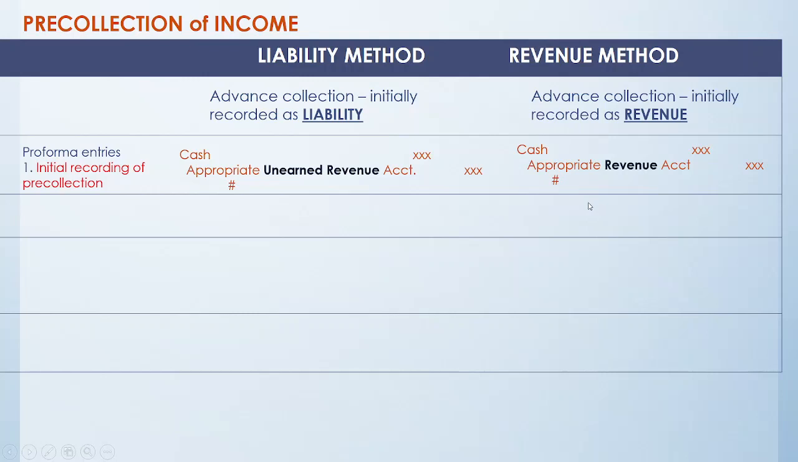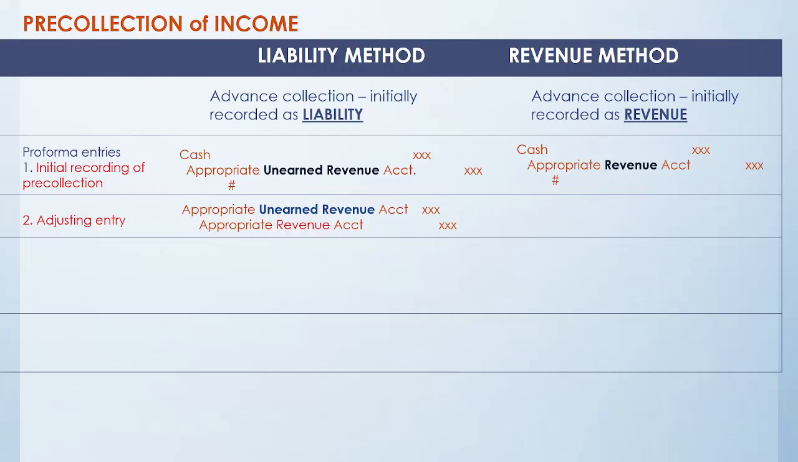Alright, let's continue. Our adjusting entry under the liability method is that we have to adjust this one because at the end of the accounting period, this is not true anymore if there is a revenue earned during that period. So that's why our entry would be to adjust the liability account and to recognize or record the revenue account.